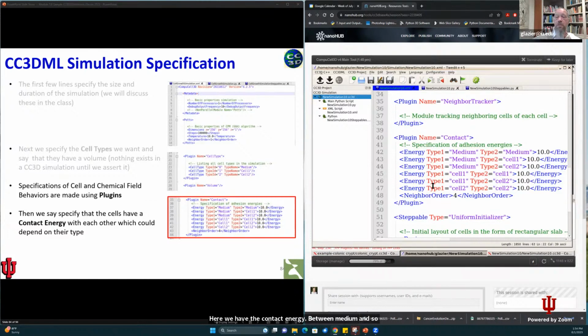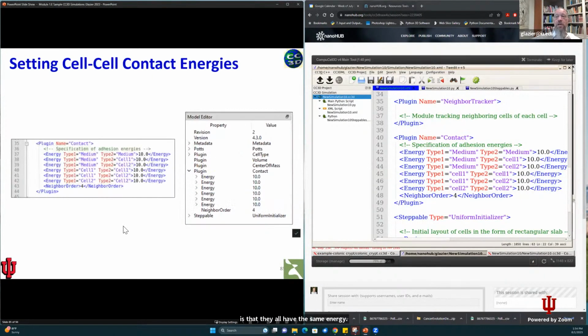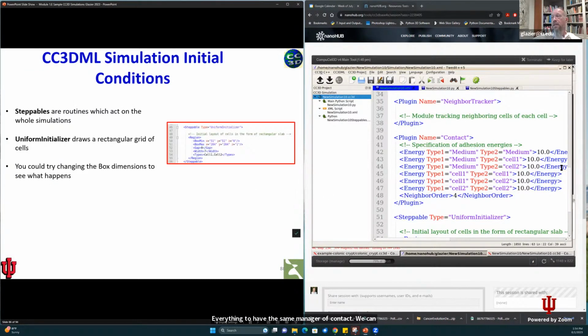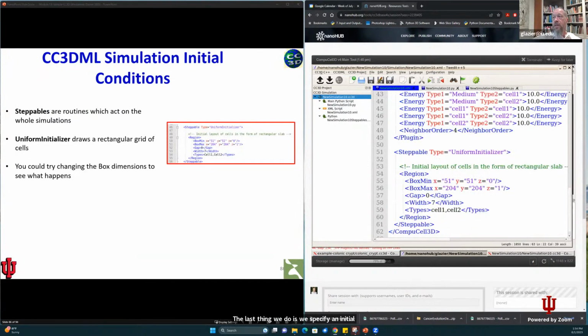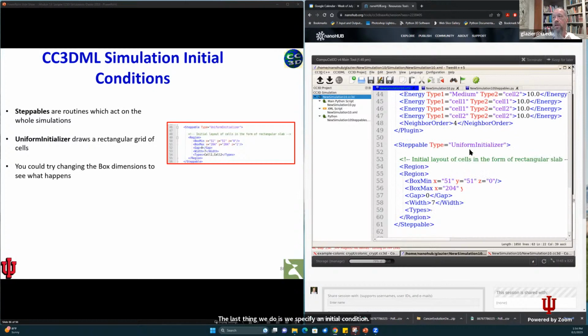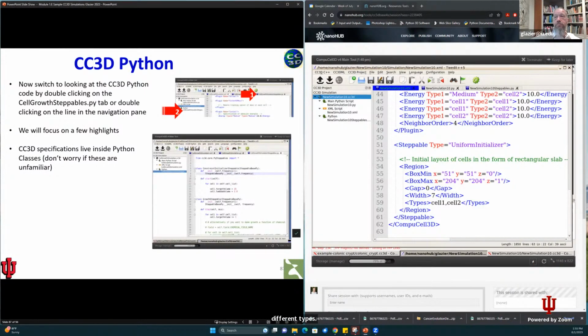cell 2 and cell 2, and so on. In this case, the default is that they all have the same energy. Everything has the same energy of contact. We can change that if we like. We could edit that as we run. The last thing we do is we specify an initial condition. In this case, Uniform Initializer draws a rectangle of cells of different types with specified sizes over a specified region.